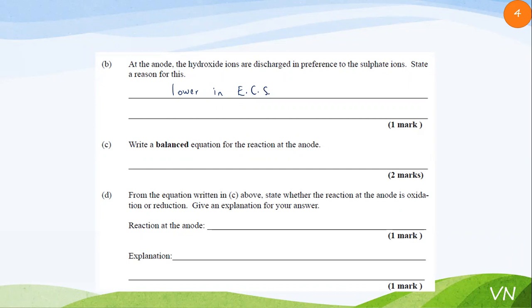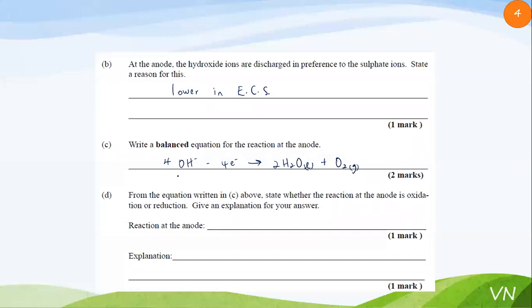Write a balanced equation for the reaction at the anode. Again, we have been doing that a lot recently in our revision, so I'm just going to write that out. 4OH minus, minus 4 electrons, to give you 2H2O liquid plus O2 gas.